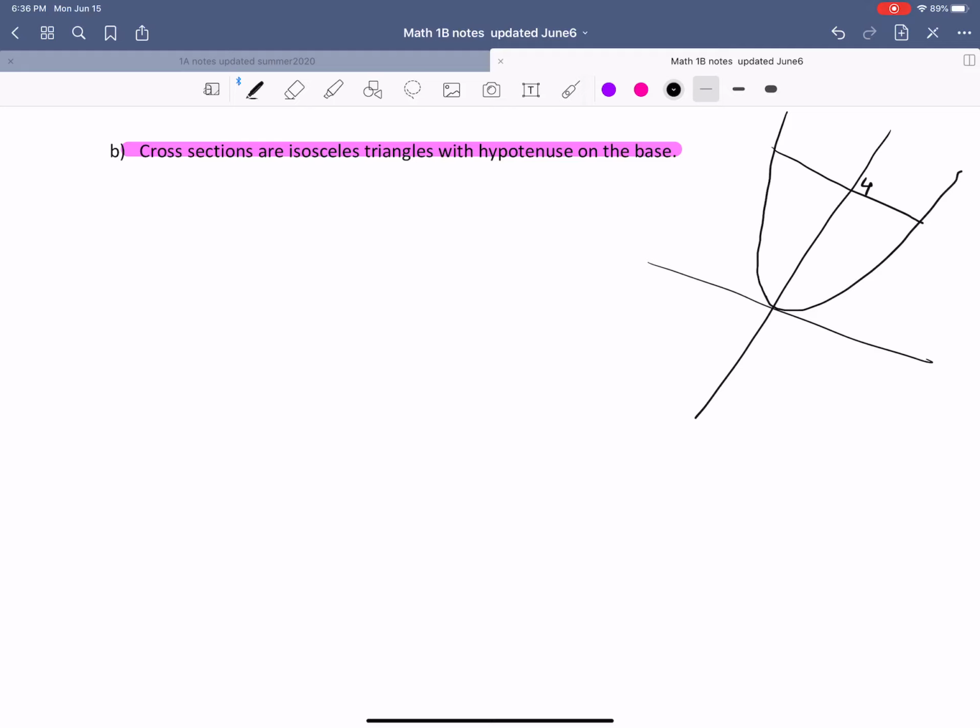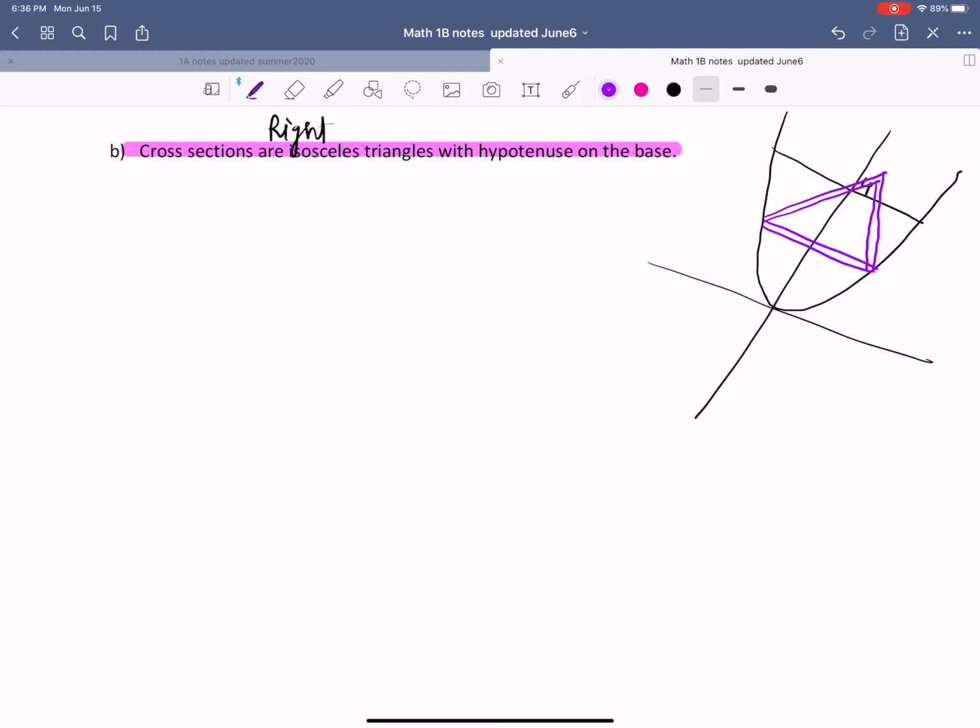Cross sections are isosceles triangles, not equilateral triangles. Isosceles triangles have two sides equal and one side that is not equal. Cross sections are isosceles triangles with hypotenuse on the base, so they are right isosceles triangles. Let me add another word here: right isosceles triangles. They are not just isosceles triangles, they are right isosceles triangles.